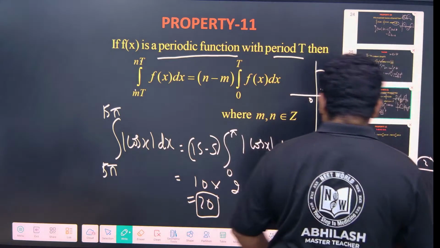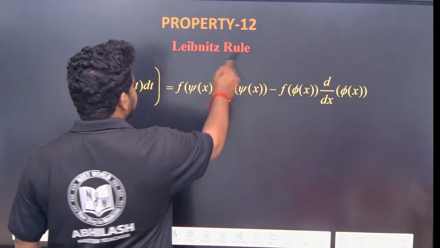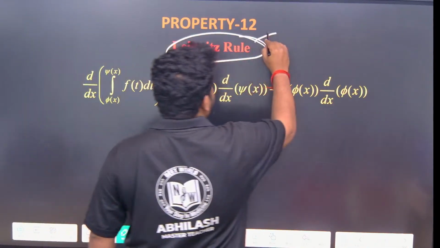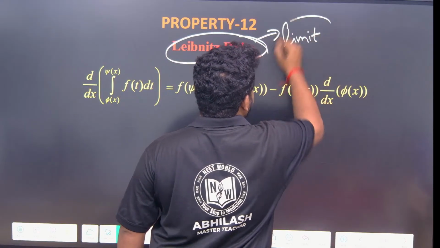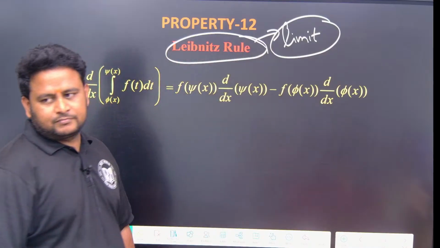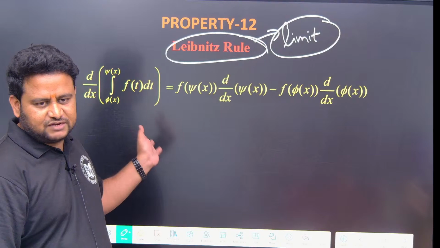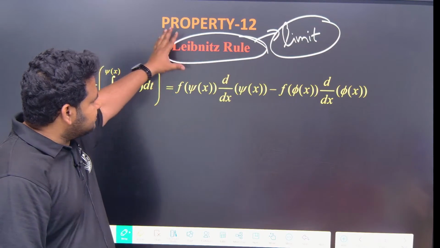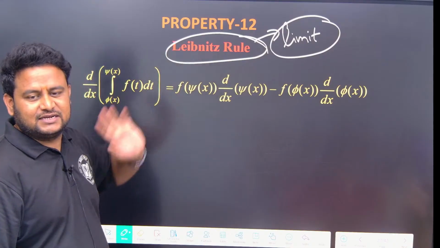Now let us go for the next concept, that is Leibniz rule. This property 12 is also called Leibniz rule. This is mainly related to the limits chapter. There I didn't tell you because you had to learn certain integration, especially definite integration. So this is applicable for questions on limits where you are differentiating an integration.